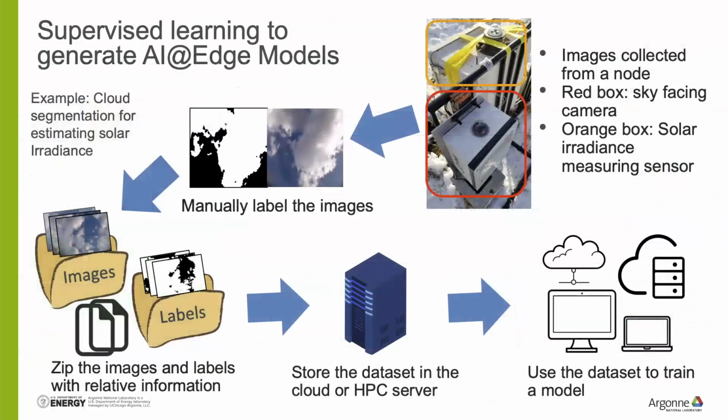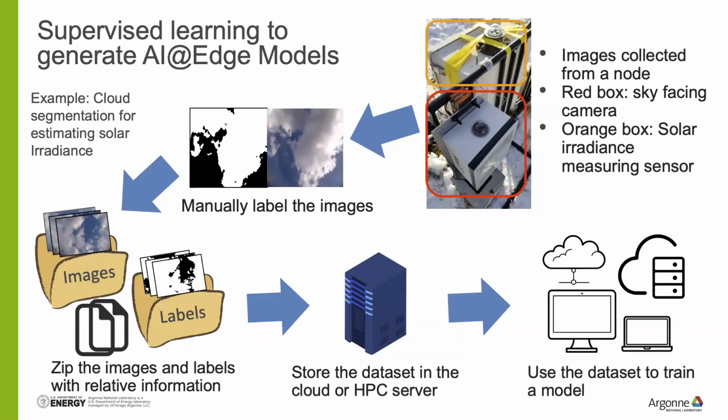Okay, so all of these examples are things you've been looking at, AI, and these are all supervised learning examples. And so in that previous example, we had these two nodes. There's an upward facing camera on a node, and then there's actually a solar irradiance device that we had co-located. We grabbed a bunch of images. They were manually labeled as to whether they were cloud or not, and then we combined it all, built a model based on that, and then we could use that model to deploy to the edge.